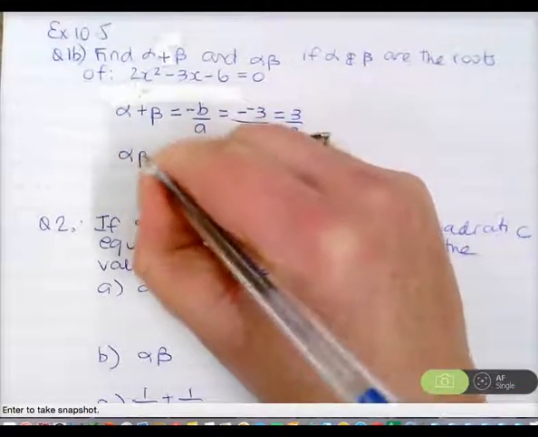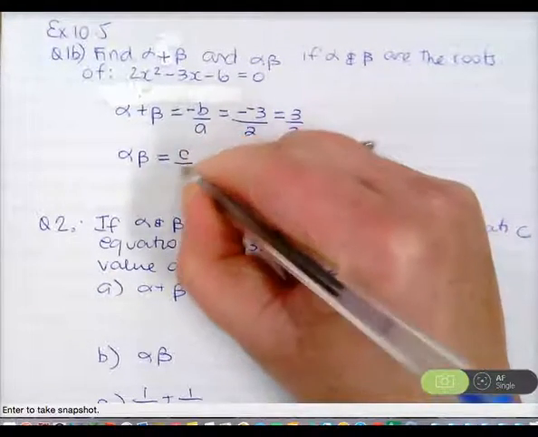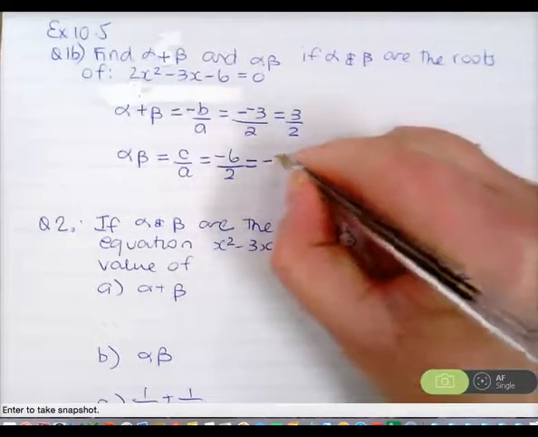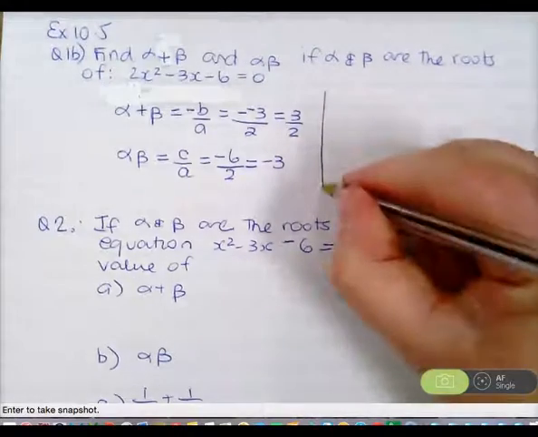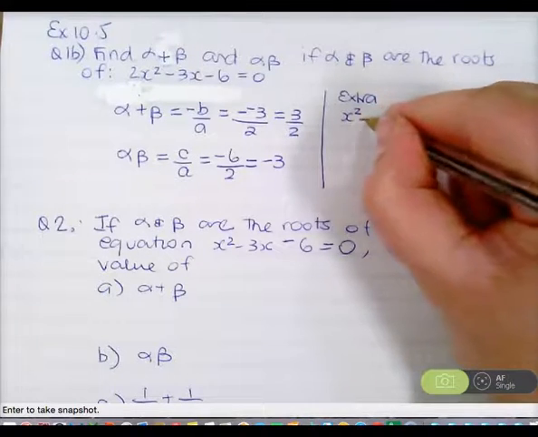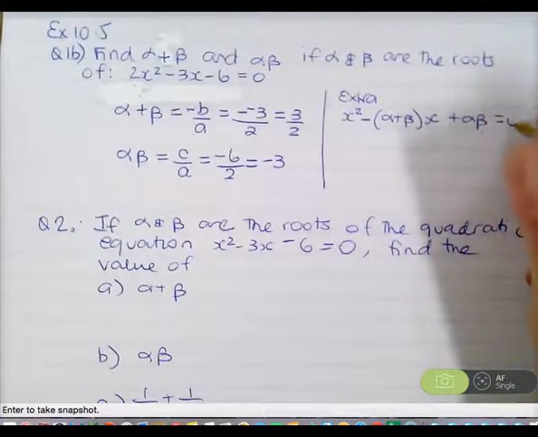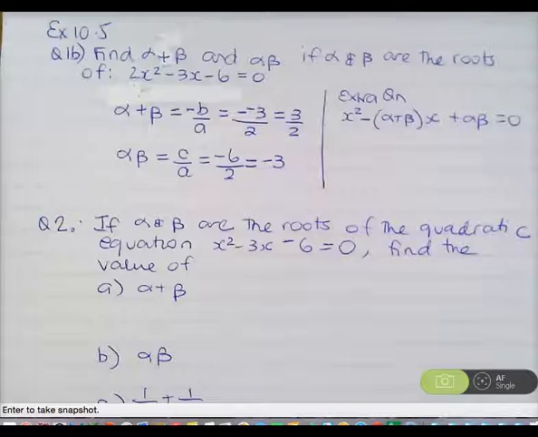Product of roots, alpha times beta, is formula c on a, which happens to be negative 6 over 2, which is negative 3. Now, that's all they wanted you to do, but let's go one step further. Do you think you can write the quadratic equation? Now, this is extra. Isn't the quadratic equation x squared minus alpha plus beta x plus alpha beta is 0? So an extra question here is to write the quadratic equation. Oh, it's there. What's wrong with me?